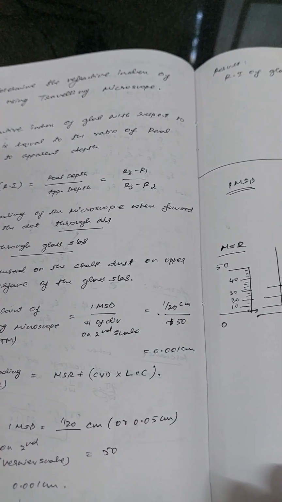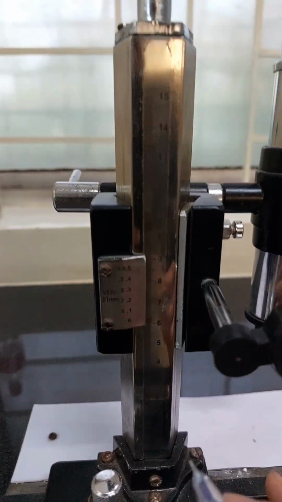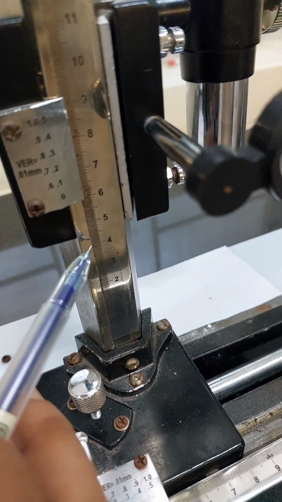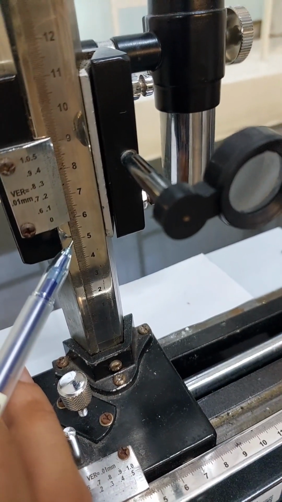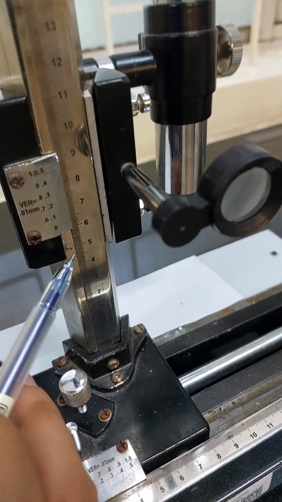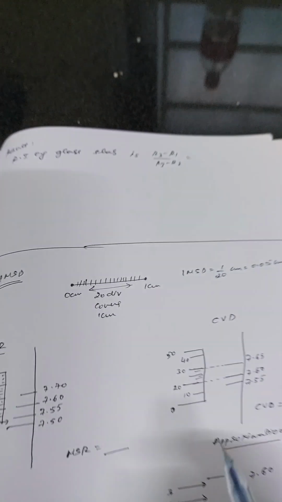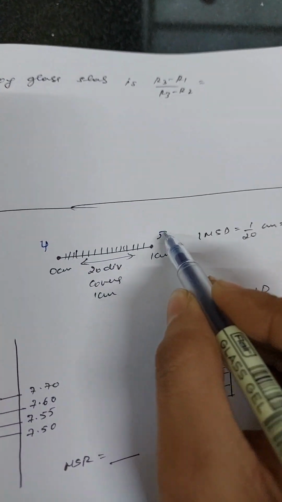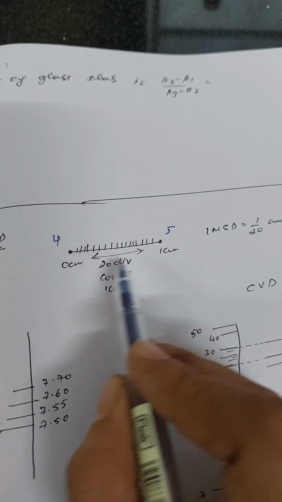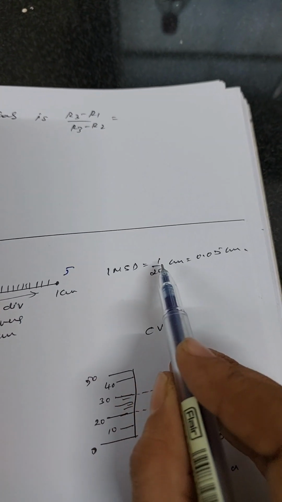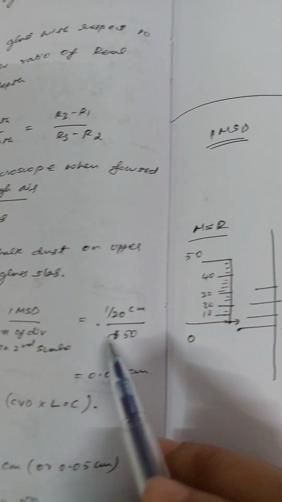Now we have to calculate what is 1 MSD, that means 1 main scale division. What does it mean? You can see that there are many divisions here. If you take 1 centimeter, say 4 to 5 centimeter, in that 1 centimeter there are 20 divisions. So what is the value of one division? Obviously it should be 1 by 20, because in that span of 1 centimeter there are 20 divisions. Basically 20 divisions cover 1 centimeter. So the value of one main scale division is 1 by 20 or 0.05. That's what I have written here.